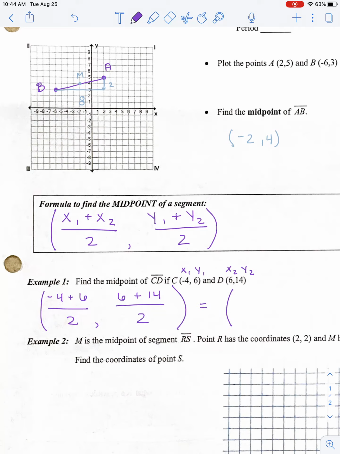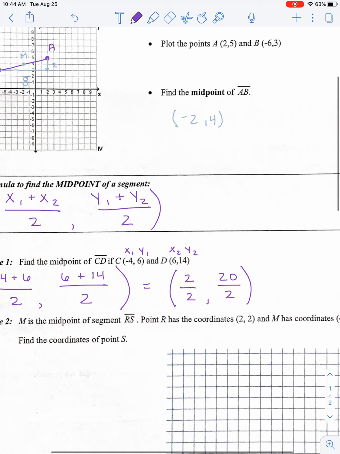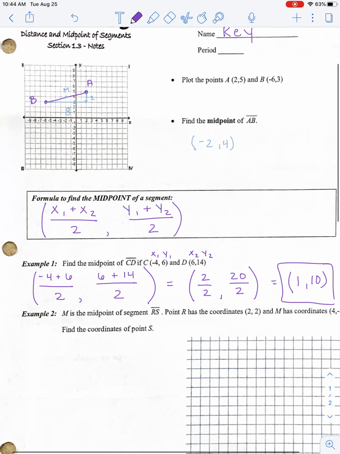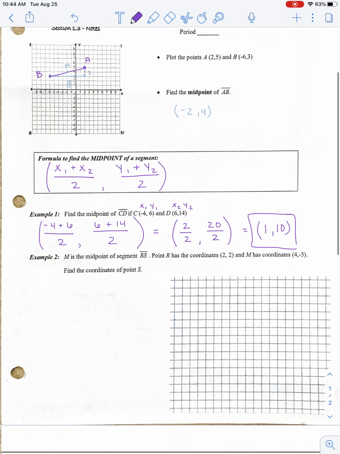We're going to simplify this down. Negative 4 plus 6 is 2 divided by 2. 6 plus 14 is 20. And now one last round of simplifying. 2 divided by 2 is 1, and 20 divided by 2 is 10. So there is our answer. So again, I don't care if you use my graph method or if you use the formula, either way is fine. I do recommend the more graphic way and thinking it through. It does help you solve all different types of problems.